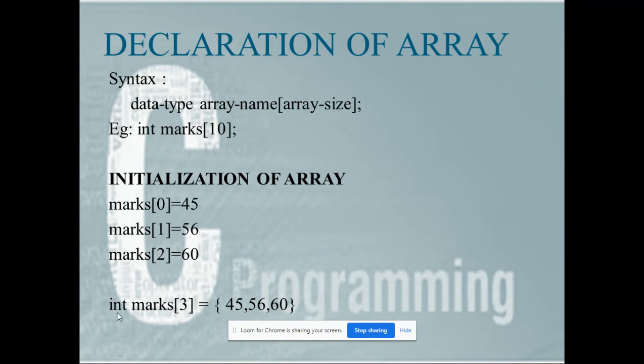The other way is int marks of 3, and directly within the curly braces, you can give the elements 45, 56 and 60. Another way, instead of mentioning the number of values, you can leave it as a blank and then give values directly. So this is one way of initialization. This is done only for a small array size: either 5 elements or 10 elements, maximum 15 elements, not more than 15. 15 itself is too large. So 10 elements you can give directly.